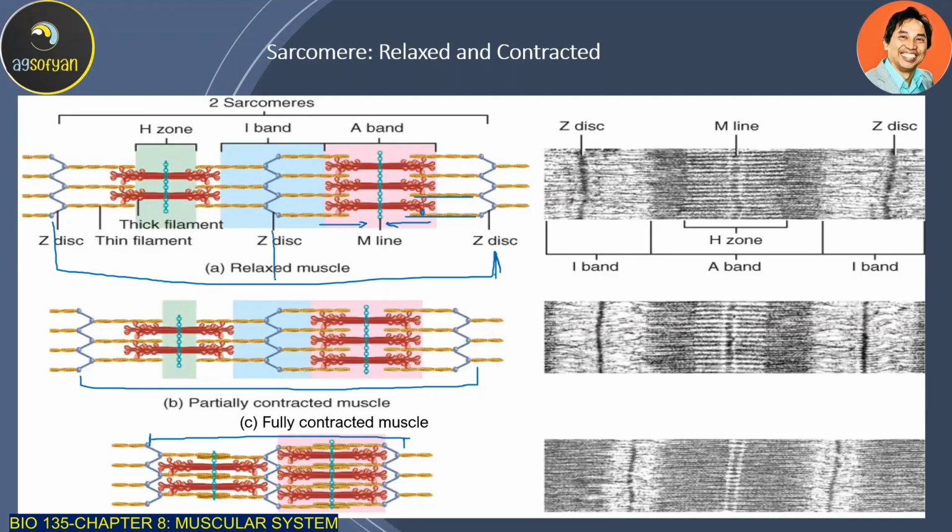Okay, so when it is contracted, then what happens? It becomes shorter. This is under the microscope. This is relaxed from one Z disc to another Z disc. So we can measure this. It is longer. And this is when it is contracted. So the one sarcomere becomes shorter. When it is fully contracted, it becomes even shorter. This is the shortest distance.